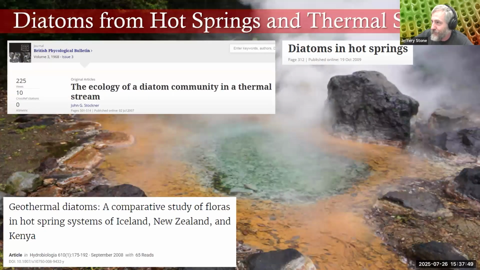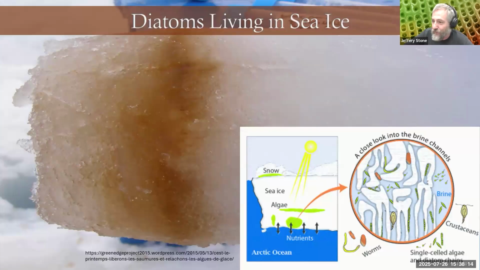There are diatoms that have been collected from thermal hot springs. This is basically at the upper limit of where photosynthesis can occur, which is roughly around 75 degrees Celsius, where the water is pretty close to boiling. There are diatoms that have been found living and thriving in some of these communities that are up to 70 degrees Celsius. So very warm conditions are not a limit. Very cold conditions are also not a limit.